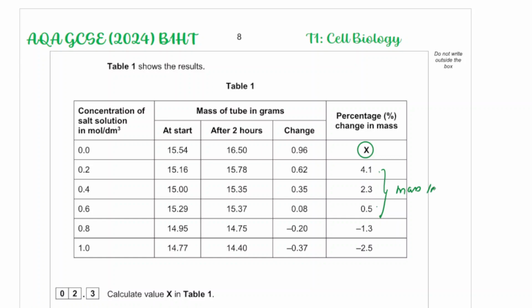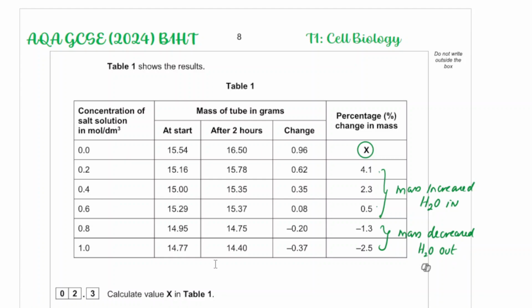Mass increased here. In the last two, the mass decreased compared to the start. That means here the reason for the mass to increase is water moved in. Here the reason for the mass to decrease is water moved out of the tube.